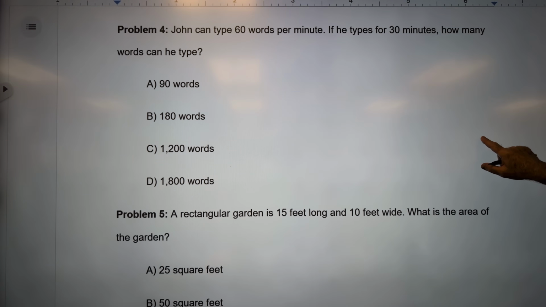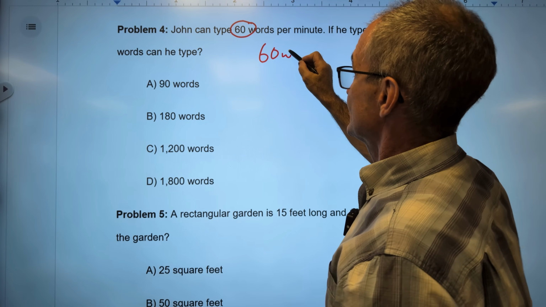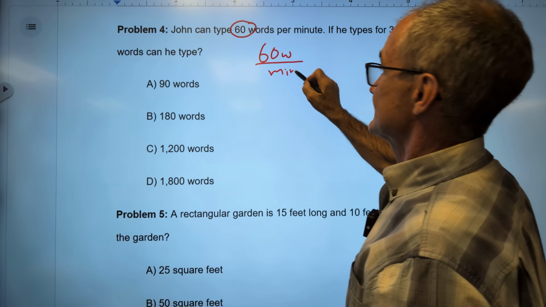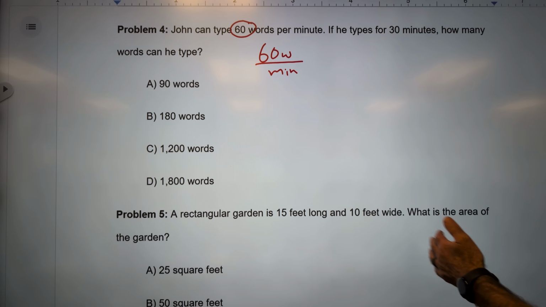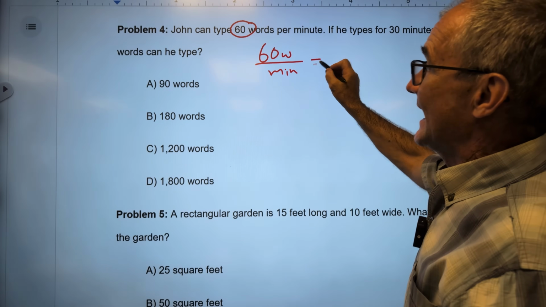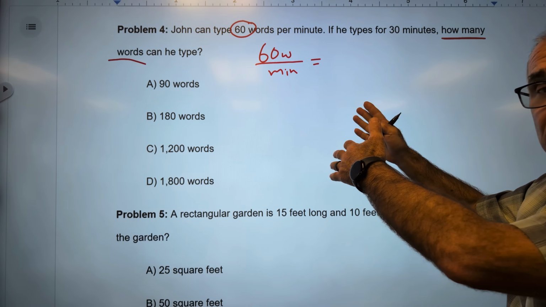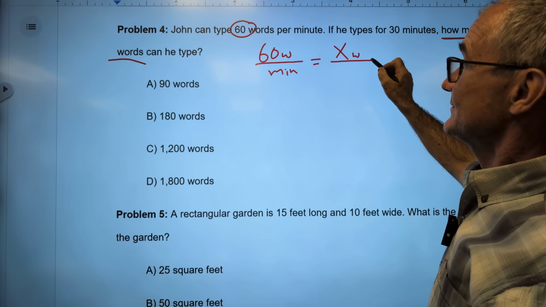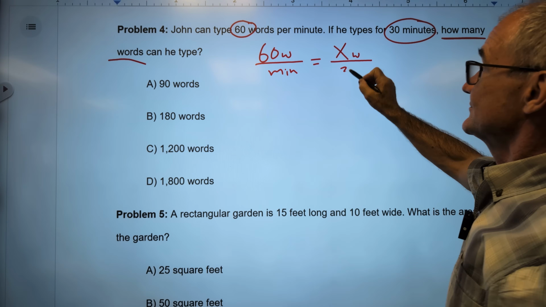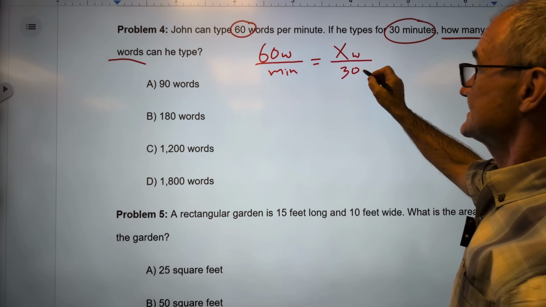Problem number 4. John can type 60 words per minute. That is a rate. If he types for 30 minutes, how many words can he type? So this, again, ratio equal to ratio is a proportion. I want to know how many words can he type in 30 minutes, right? So I have my units corresponding, minutes and minutes.